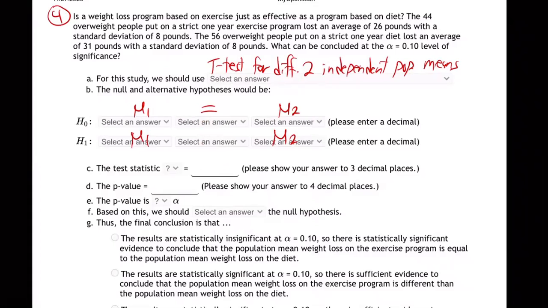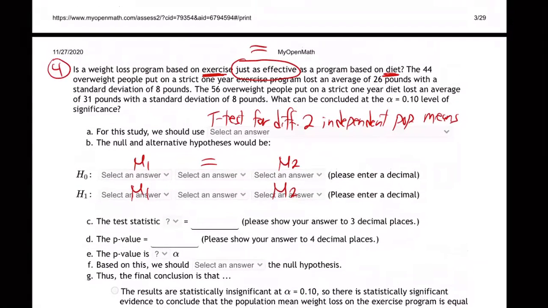Where are they? I'm still reading, weight loss, 44. Oh, yeah, right here. I just flew by it. Yeah, right there. Good eye. You caught it. Thank you, Natalia. Just as effective. Is a weight loss program based on exercise just as effective as the one on diet? Just as effective, meaning is it equal, right?